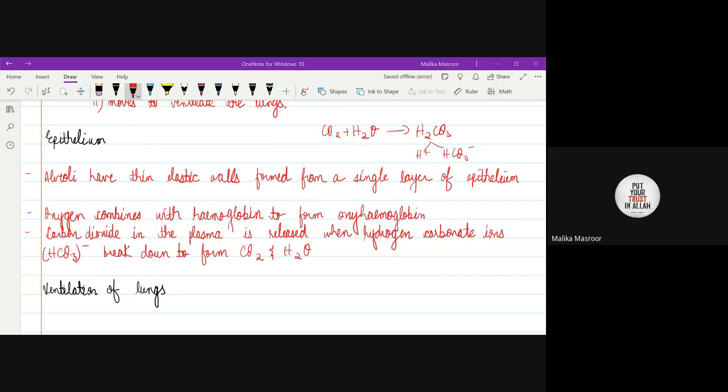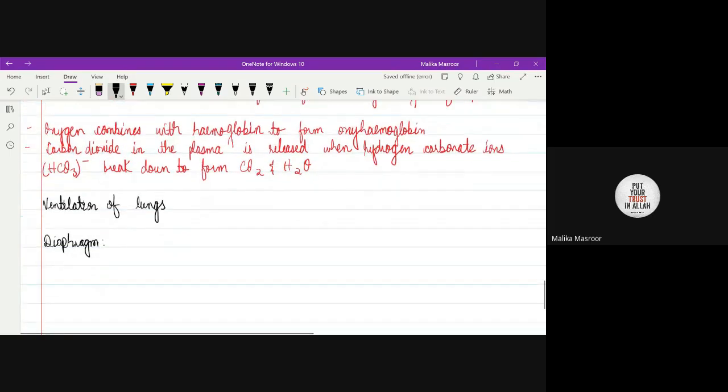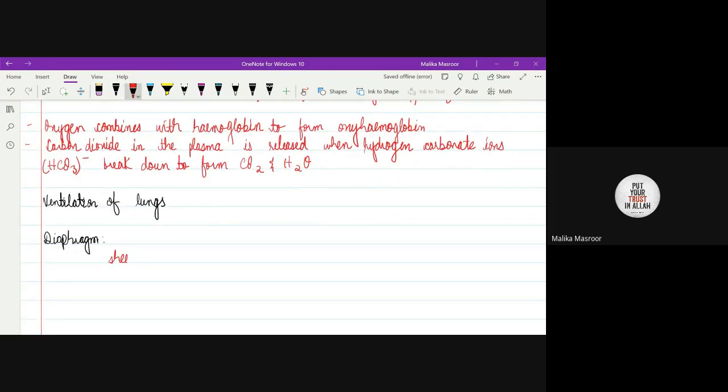Alright, so ventilation of lungs. I was saying that they do not have any muscle fiber. They expand and contract by the movement of ribs and diaphragm. Ribs, I told you already. Diaphragm is basically a sheet of tissue that separates the thorax from the abdomen.